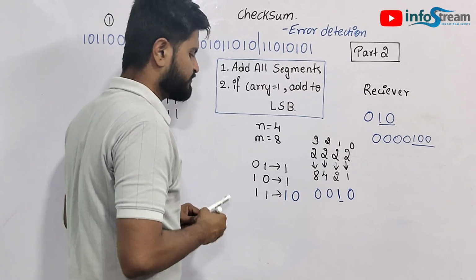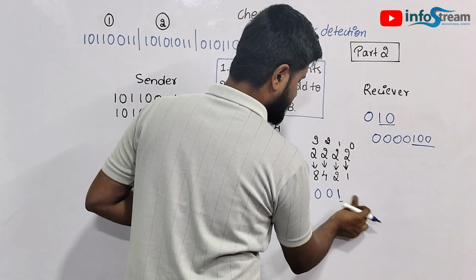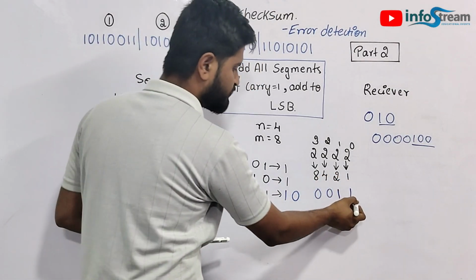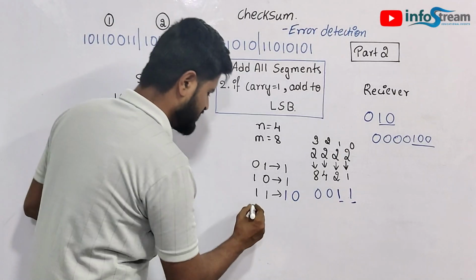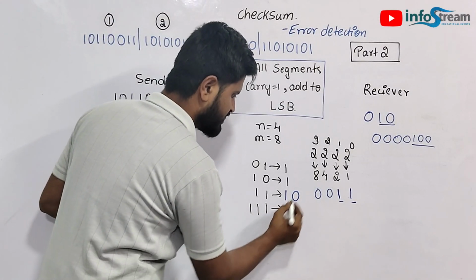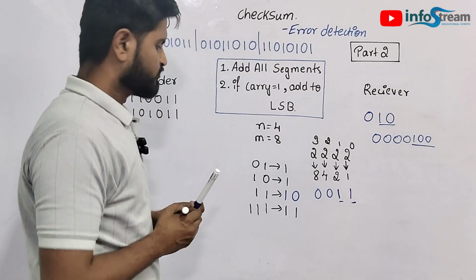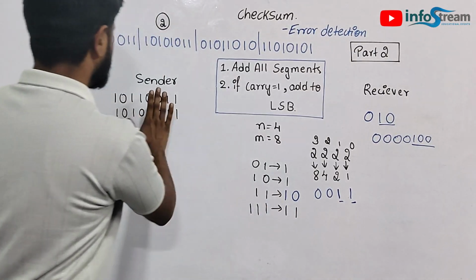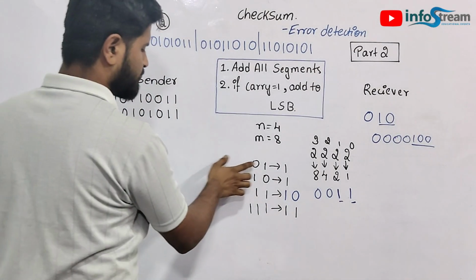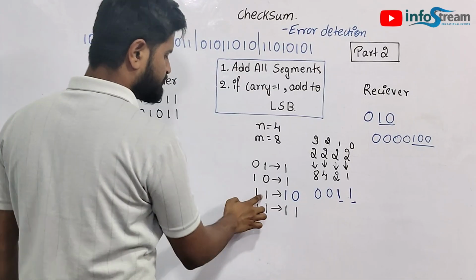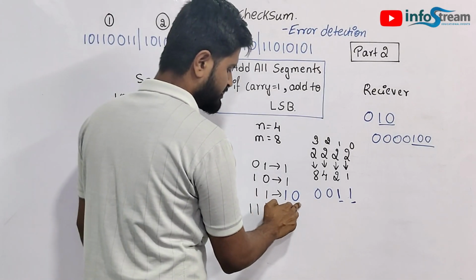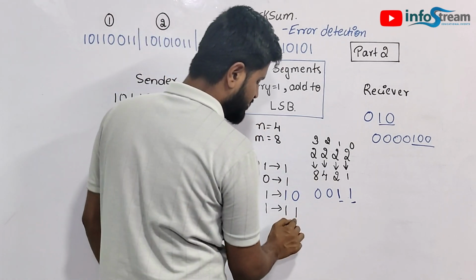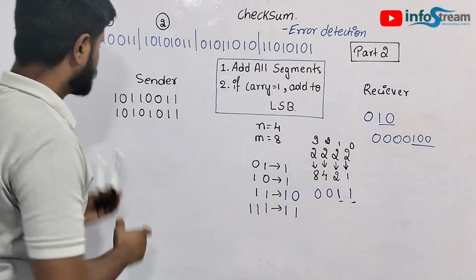Now if I want to write 3, I need 1 also, since 2 plus 1 is 3. So I put 1 for 1 also. The condition is 1 plus 1 plus 1, and you can write it as 1 and 1. These are the 4 simple tricks you can use to solve checksum problems. 0 plus 1 is 1, 1 plus 0 is 1, 1 plus 1 is 2: 0 will be the sum and 1 will be the carry. 1 plus 1 plus 1 is 3: 1 will be the sum and 1 will be the carry. Now let's solve.